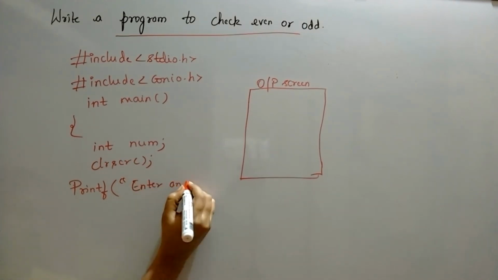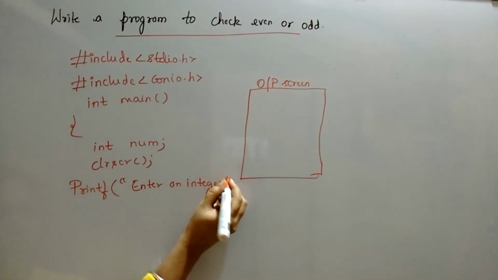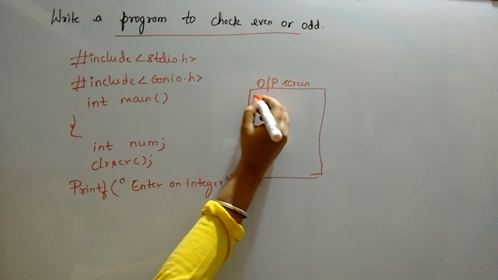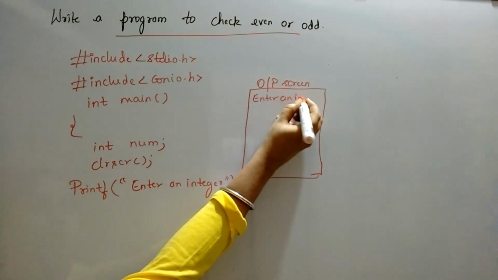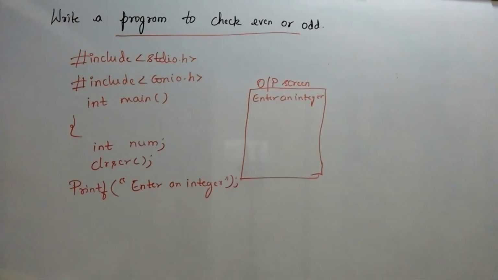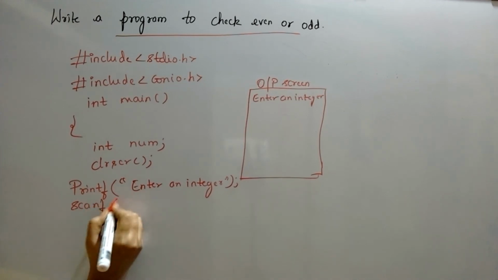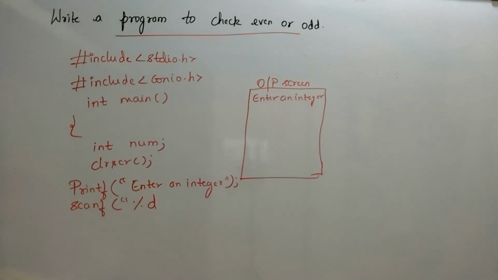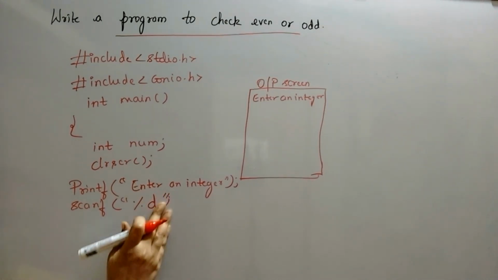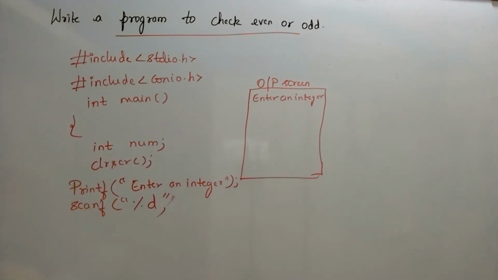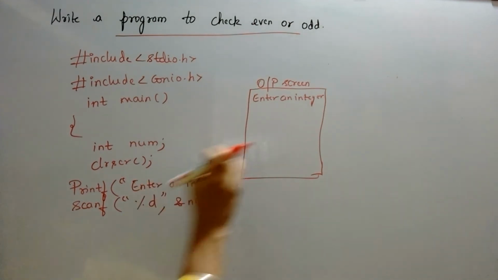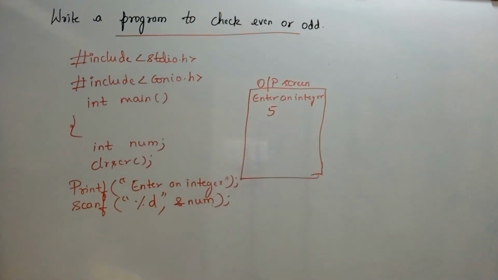In the next step I am going to write printf, enter an integer. So this will be displayed in your output screen when you run the program. Now the user has to enter the value. For that I am going to write scanf, since I am going to enter an integer, %d, and that integer will be stored in num, &num. After this, the user will enter some value, maybe 5.